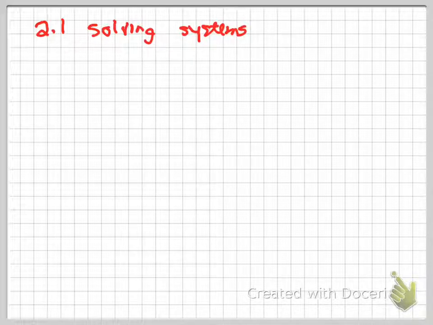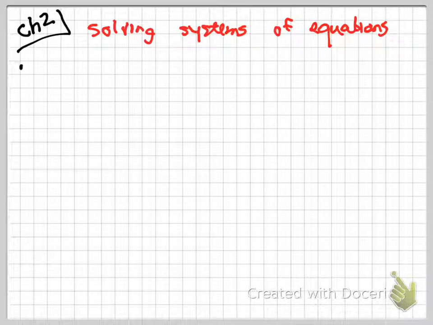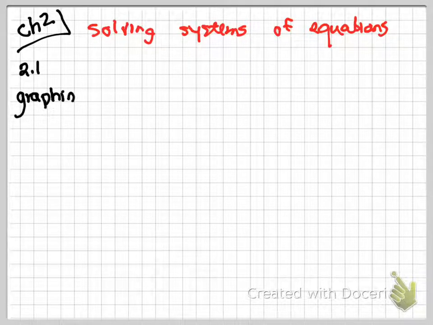Everyone, this is a lecture on 2.1. This is really an overview of all of chapter 2. So 2.1 is solving systems of equations by graphing.